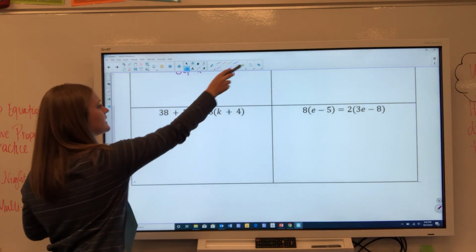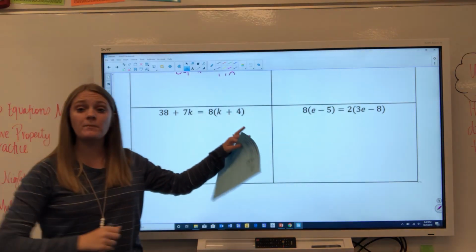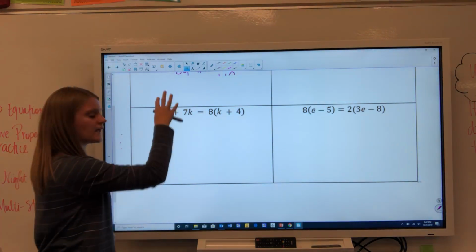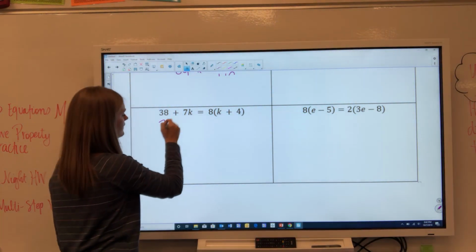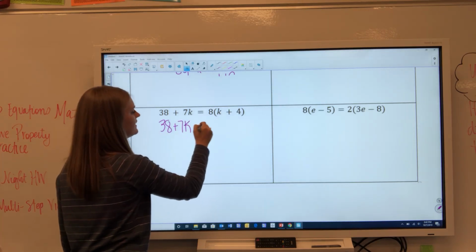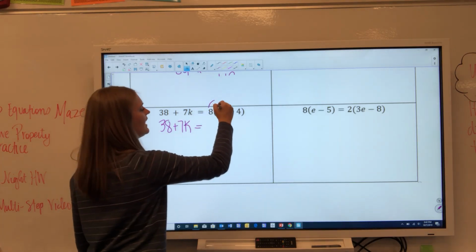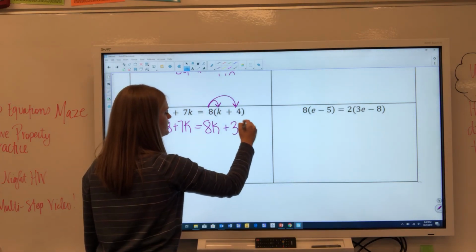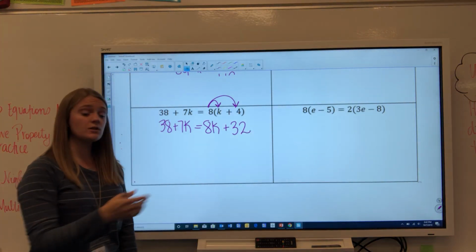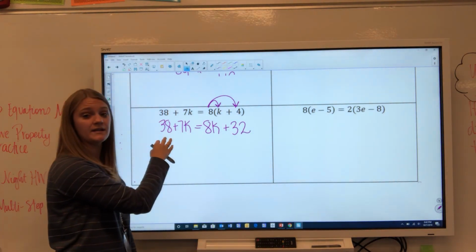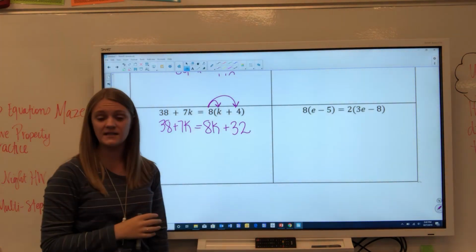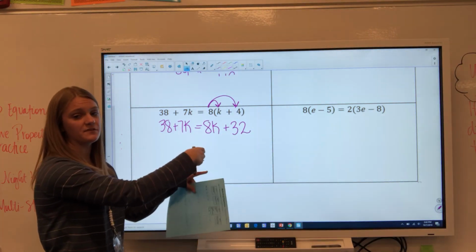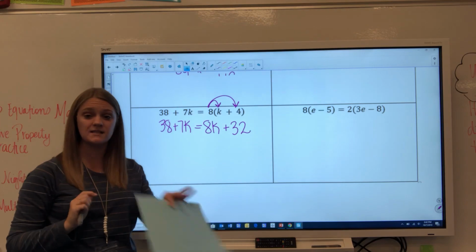Noticing these last examples, you have a variable on both sides. So pay close attention to how we're going to solve it. I need to distribute first, so I'm going to carry down anything that's not being distributed. 38 plus 7k is equal to, here's where we distribute. 8 times k is 8k. 8 times 4, 32. I've distributed. Now, if I look on my left side of the equal sign, I can't combine anything. If I look on my right side, I can't combine anything either, so I don't need to do that step. Please do not think that you can combine 7 and 8k for 15k. You cannot do that. They're on opposite sides of the equal sign.